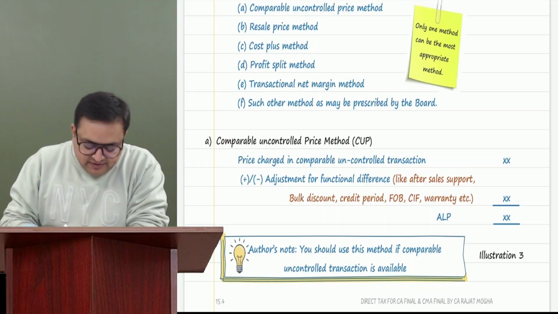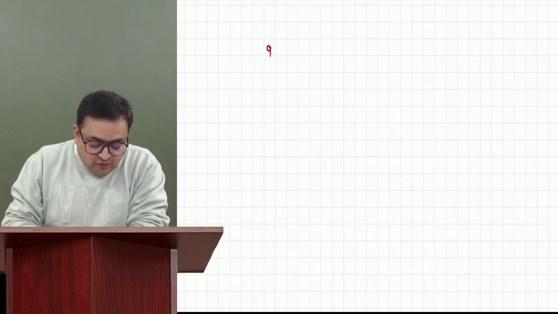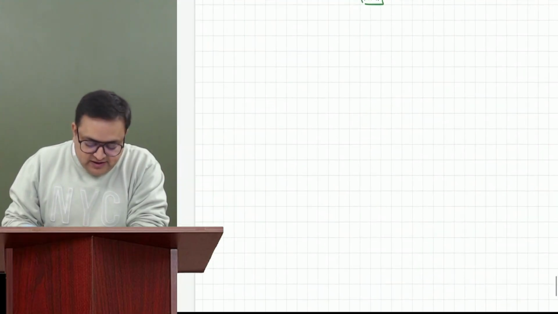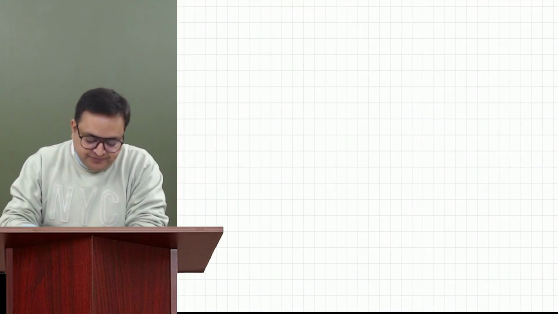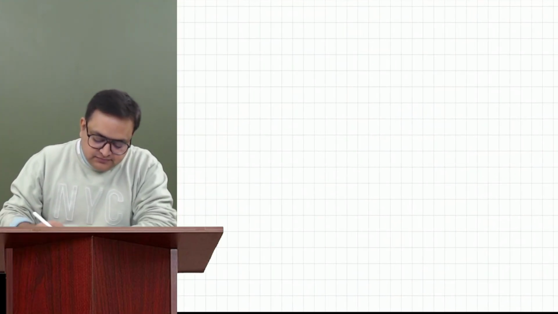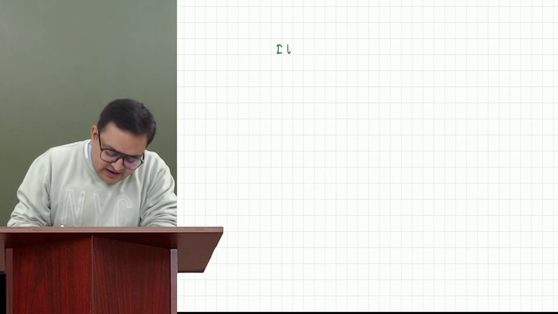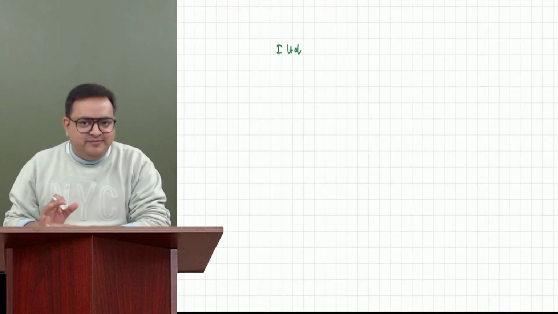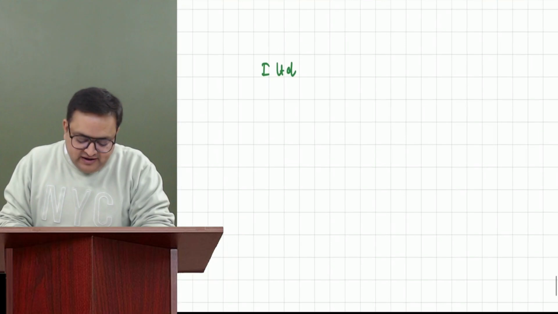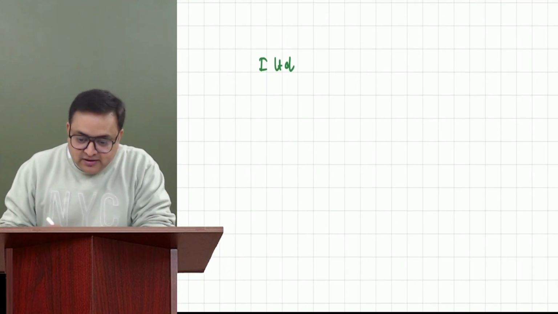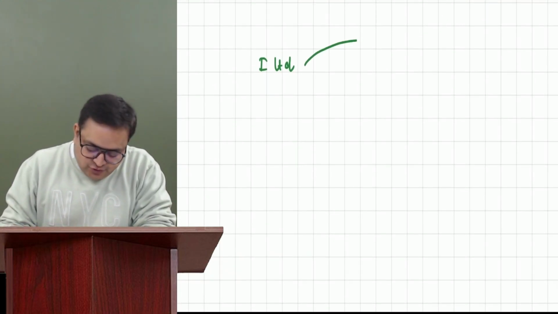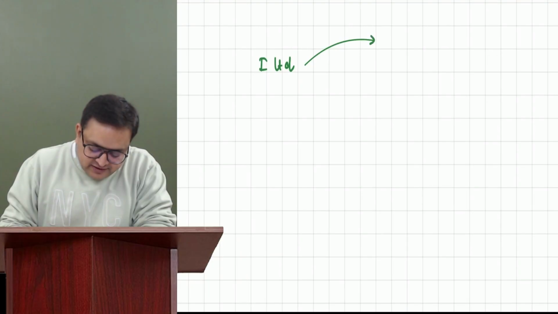See, the name itself is saying: compare your transaction. Now, guys, please, I don't want you to learn anything. Please don't learn anything, just understand it with logic. Let's say, for example, there is I Limited. What is I Limited? India Limited, sir, an Indian company. Okay. So let's say I Limited is doing a transaction with U Limited, which is an associated enterprise.